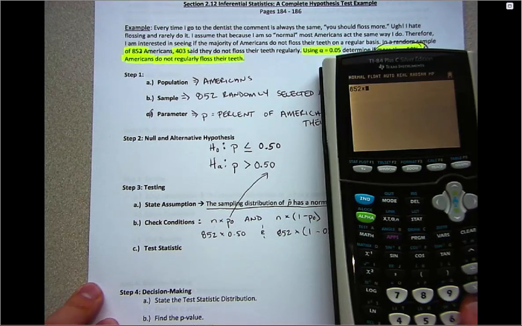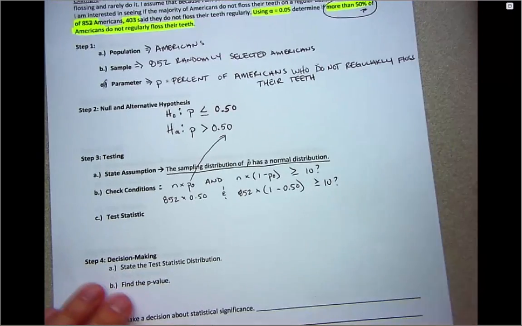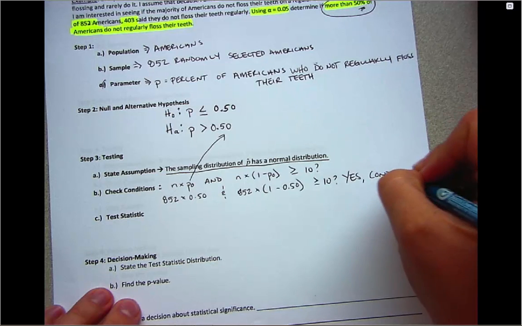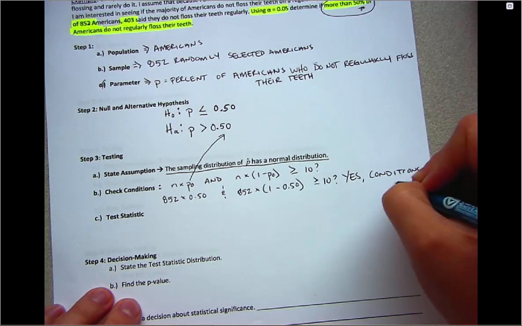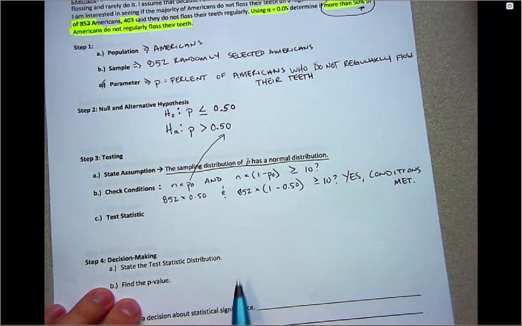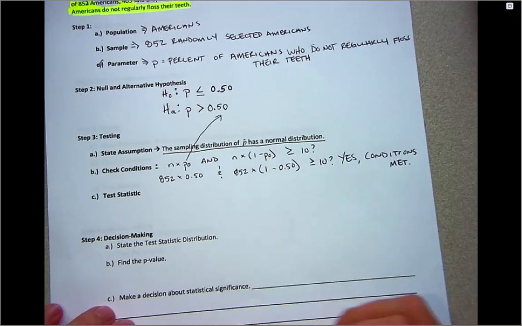So here we have same number, but just so you can see, we have 426 for both of those. Because they're both greater than or equal to 10, our conditions are met. Essentially, that just means that we're verifying the normal distribution, and therefore the formulas we use are legitimate.